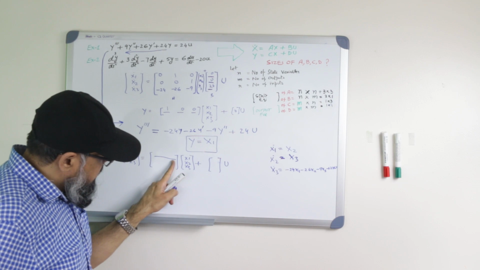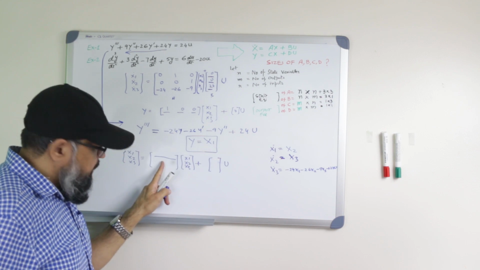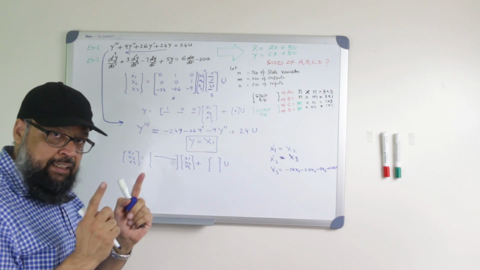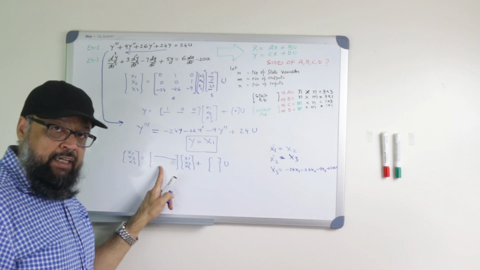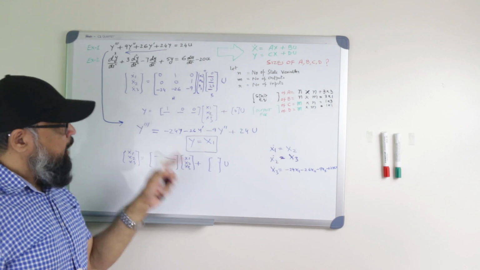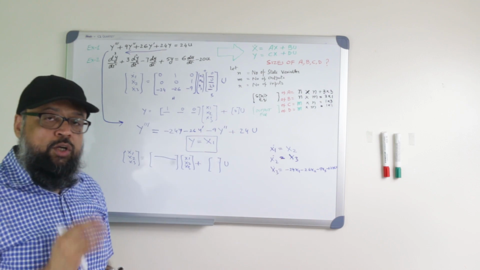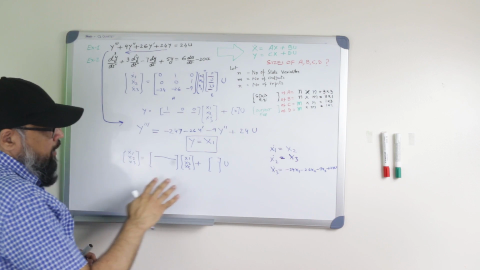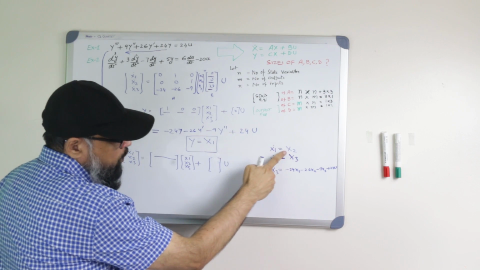Then I multiply the next row with this column, and I get another number. This row with this column, adding the corresponding entries, gives one number. I hope you understand this. Once you understand this, you will understand how these 1s and 0s come here. So now look at this equation, x1 dot equals x2.